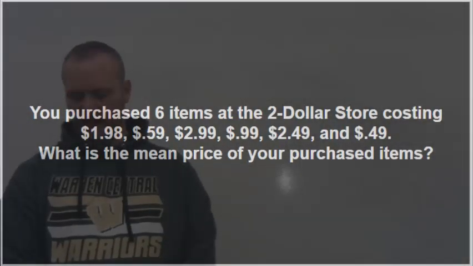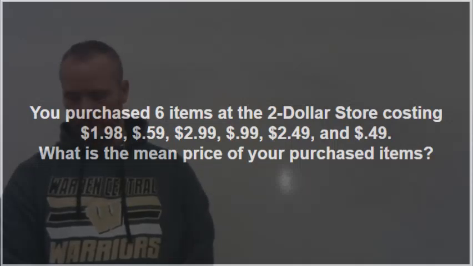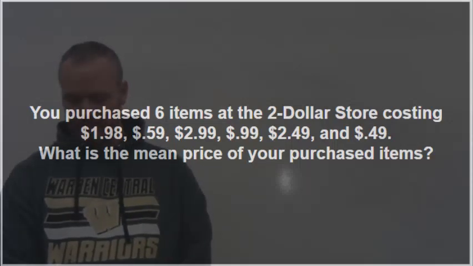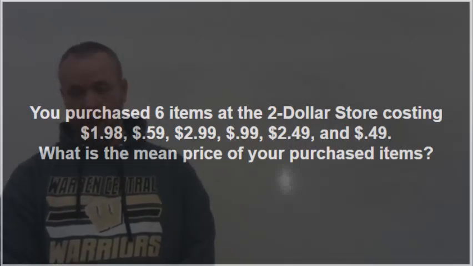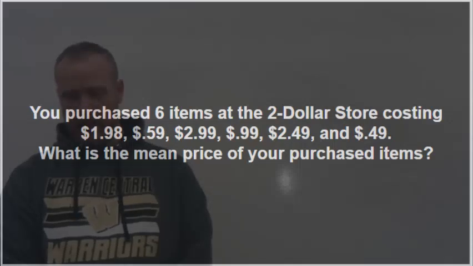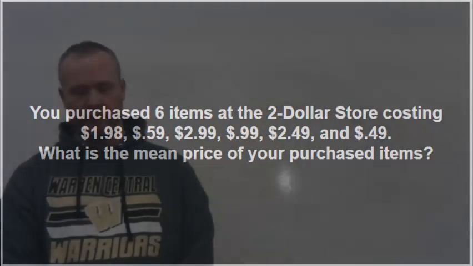You purchased 6 items at the $2 store, costing $1.98, 59 cents, $2.99, 99 cents, $2.49, and 49 cents. What is the mean price of your purchased items? First of all, we have to remember that mean means the average price.